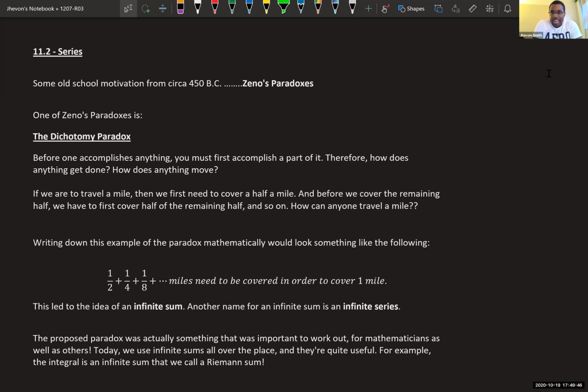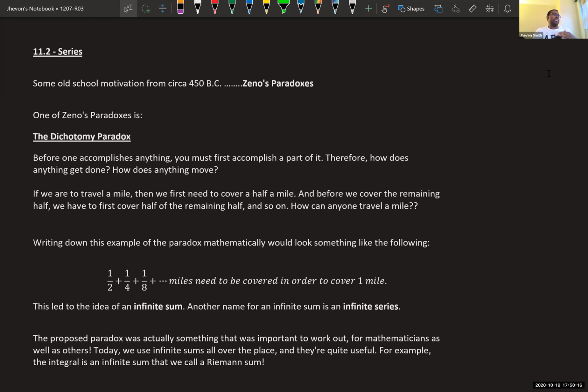So he asked the question, okay, let's say we're going to walk a mile. Before we can walk a mile, we actually have to cover half of a mile. And before we cover the remaining half of a mile, we have to cover half of that remaining half, which is another quarter of a mile. And before we can cover that quarter of a mile, we have to cover half of it, which is an eighth of a mile. And then before we can cover that, we have to cover half of that distance.